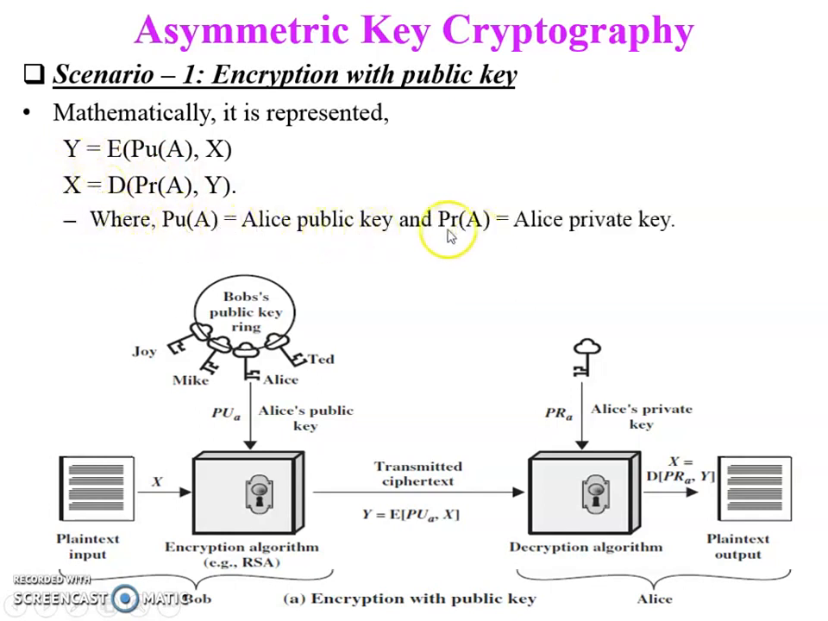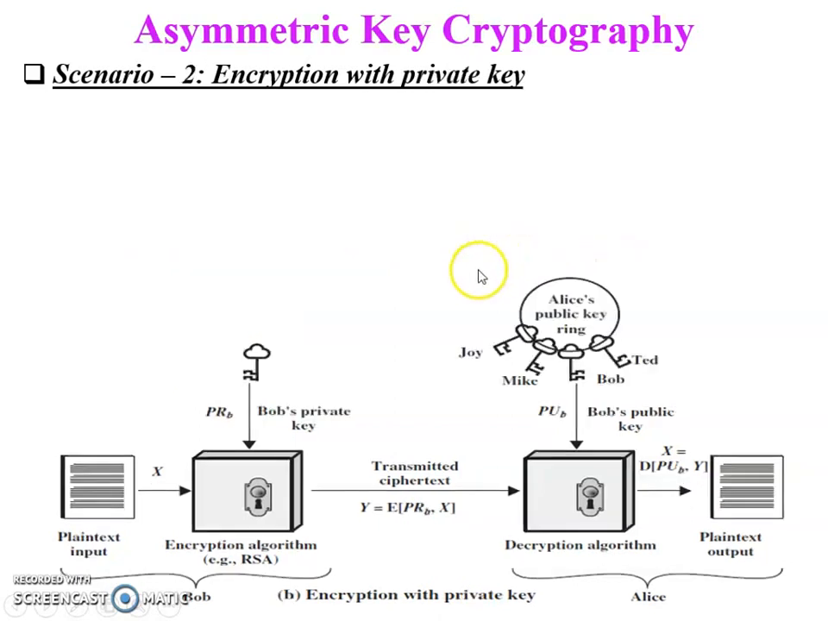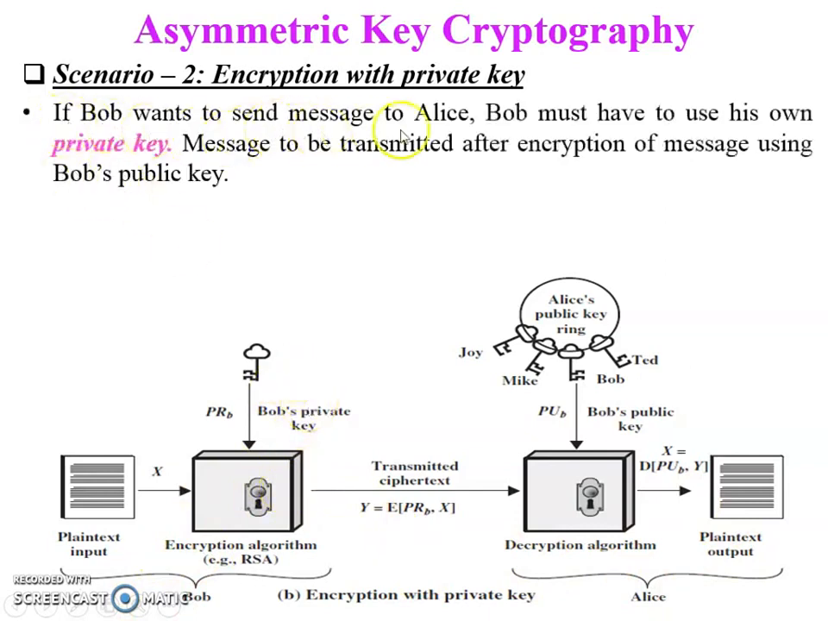Here Bob is the sender and Alice is the receiver. So there are two users in the network. If Bob wants to send a message to Alice, Bob must use the public key of Alice, because Alice's public key is known by Bob. In the encryption algorithm, the input is plaintext and Alice's public key. Here PU denotes the public key and A denotes Alice's public key. So the input of the encryption algorithm is Alice's public key and the plaintext, which is the original message to be transmitted, encrypted using Alice's public key.